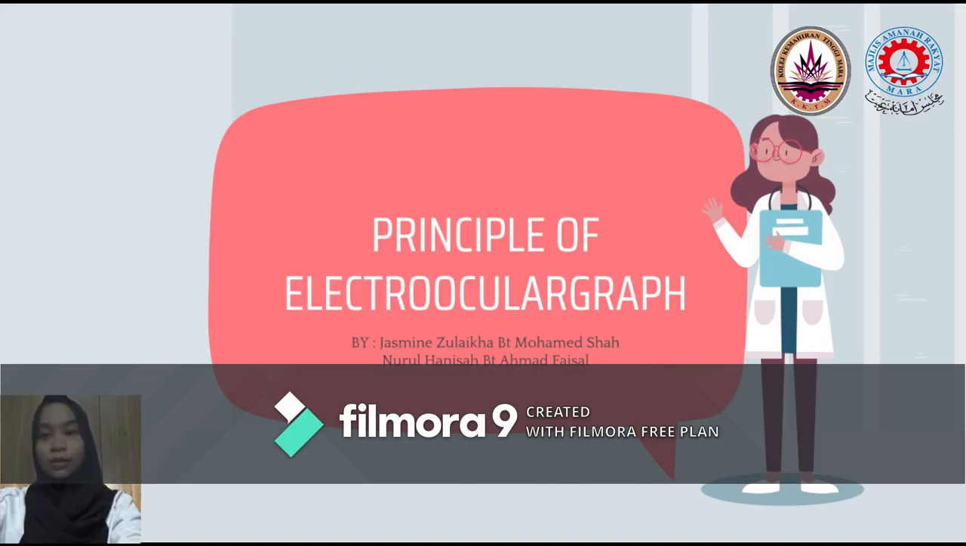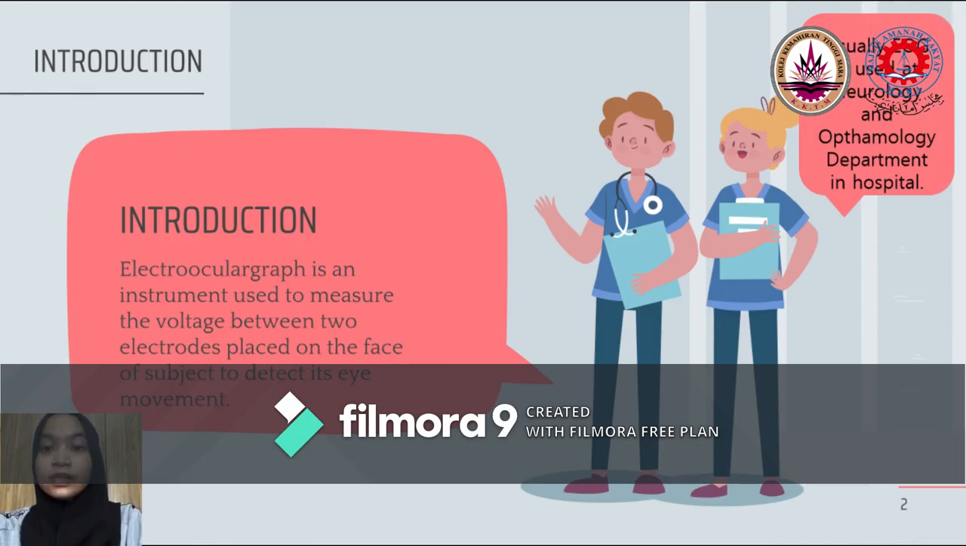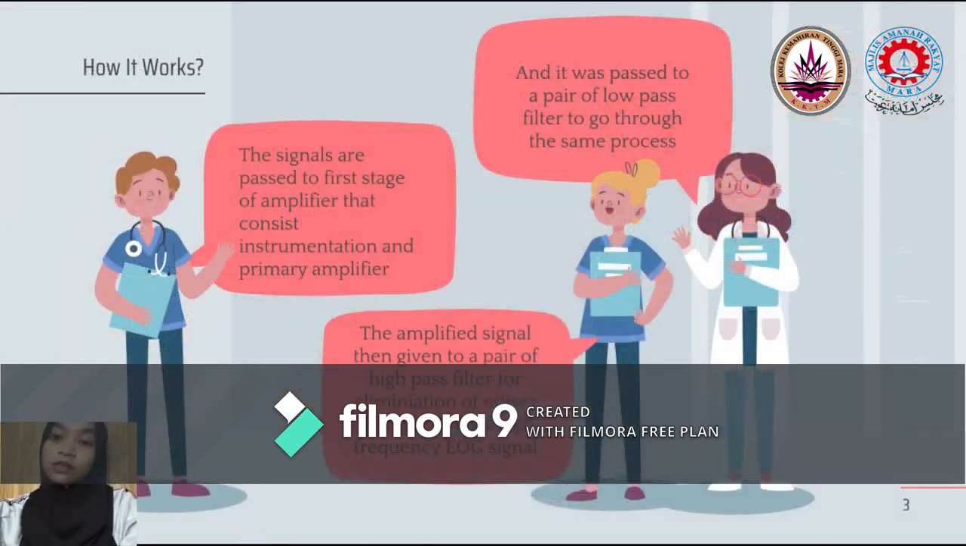And today I'm going to present about the principle of electrooculography (EOG). What is electrooculography? EOG is an instrument used to measure the voltage between two electrodes placed on the face of a subject, so it can detect eye movement. And how does EOG work?